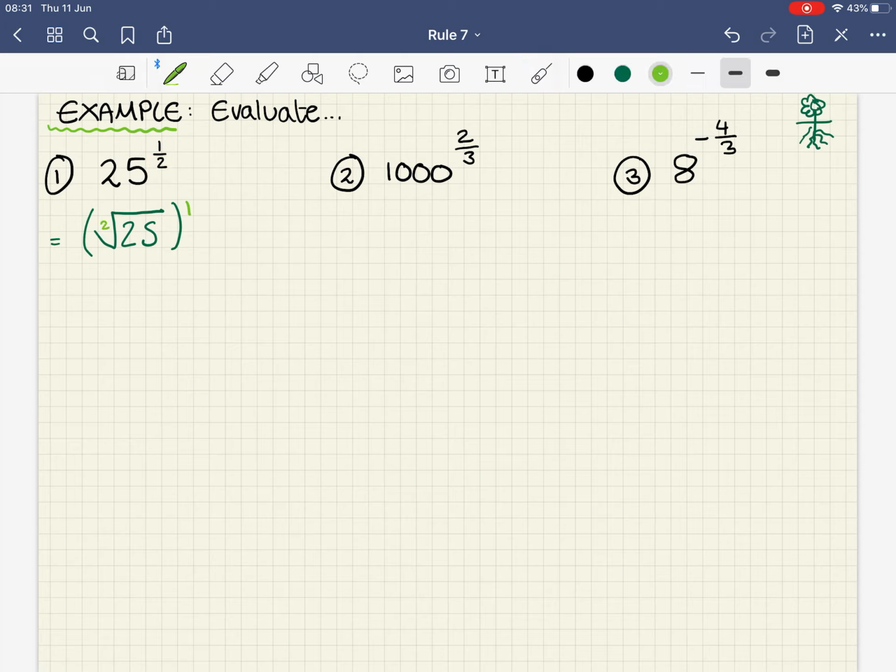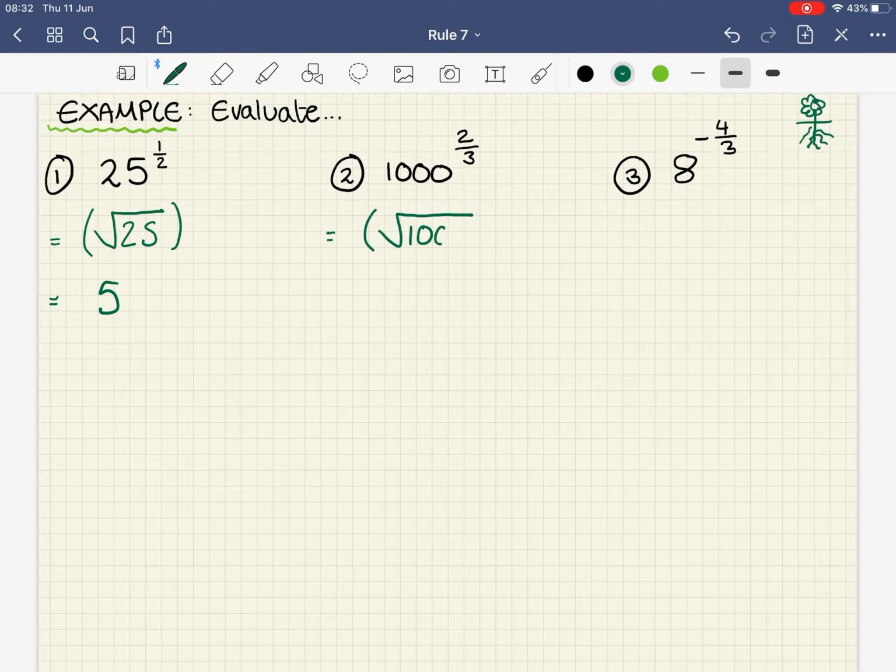But again, that power of 1 on the outside is not necessary. That 2 for it being a square root is not necessary, so I'm going to just get rid of those. So all I have there is, what is the square root of 25? The square root of 25 is 5. Next one then.